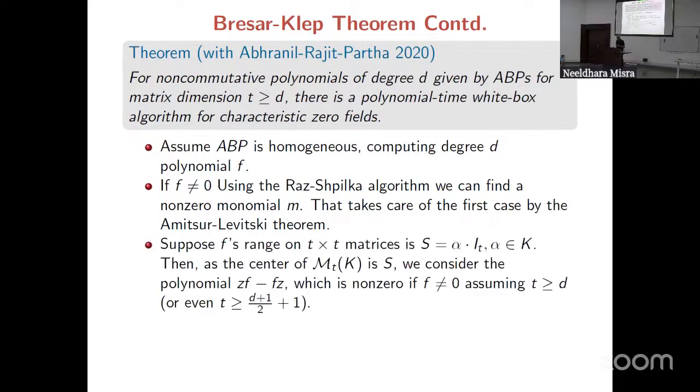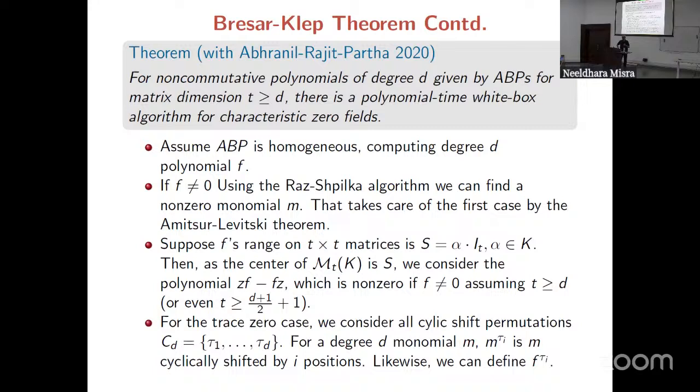The first two cases are very easy. Scalar matrices, in fact, non-zero is trivial because that's simply Amit-Surlevitsky. For scalar matrices, you consider the polynomial ZF minus FZ, which is non-zero, and if T is more than D by 2 plus 1 plus 1, that case can never happen. So those cases can happen only when T is smaller than the degree, because polynomial identities can happen, funny things can happen. The interesting case is the trace zero case.